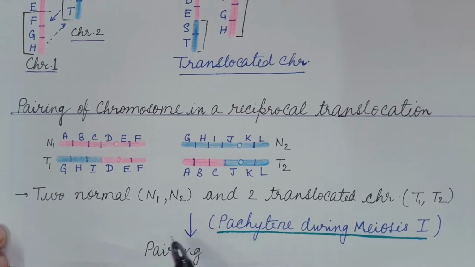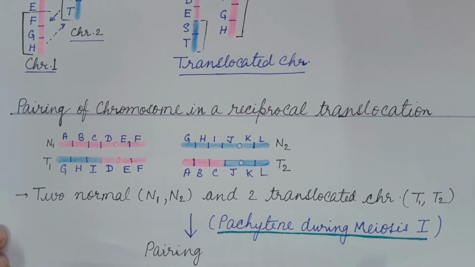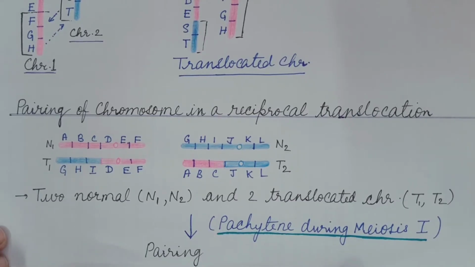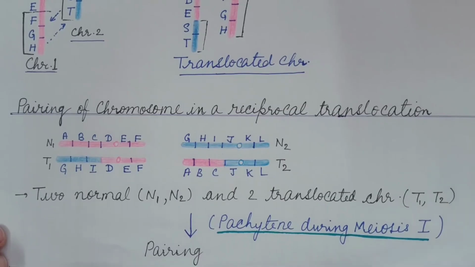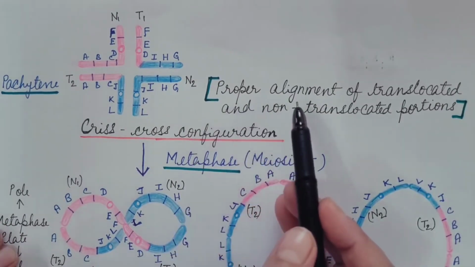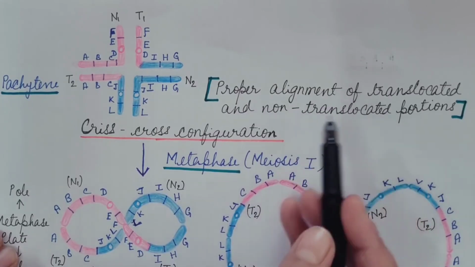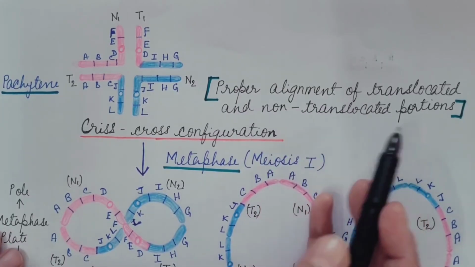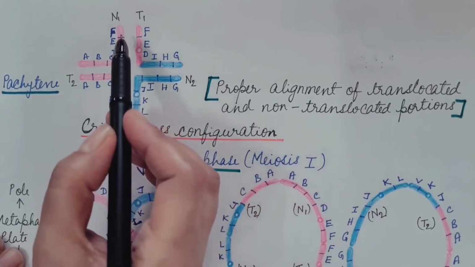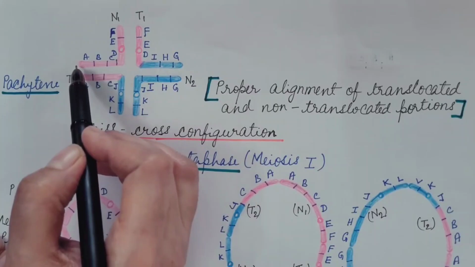Now the pairing of the chromosomes takes place during the prophase stage of meiosis 1. We know that homologous chromosomes pair during the prophase stage of meiosis 1, but here the pairing is different. Let us see it. During this stage, in order to properly align translocated and non-translocated portions, a criss-cross configuration is formed. This is the normal chromosome N1.